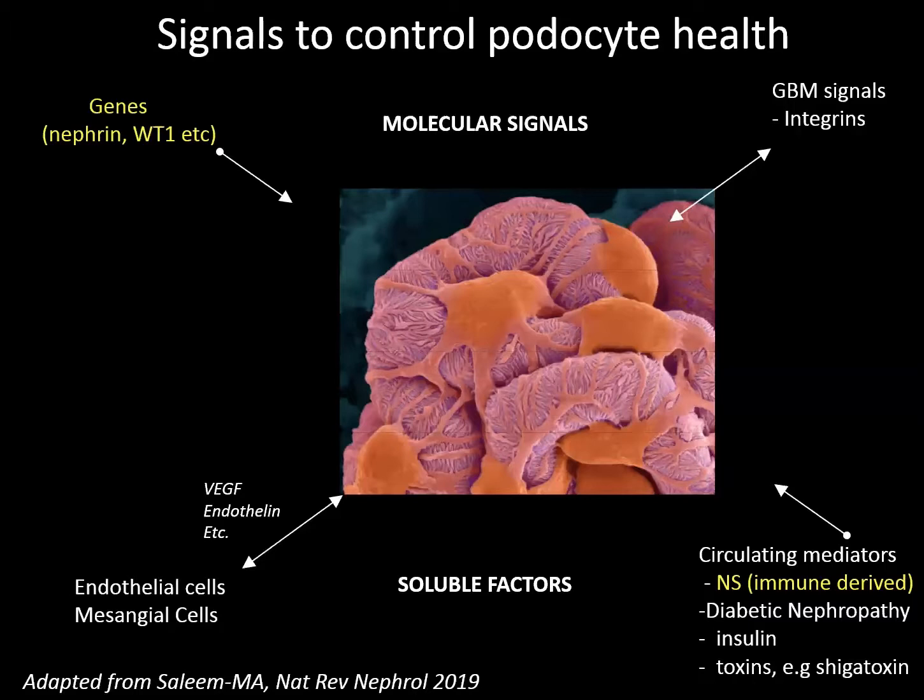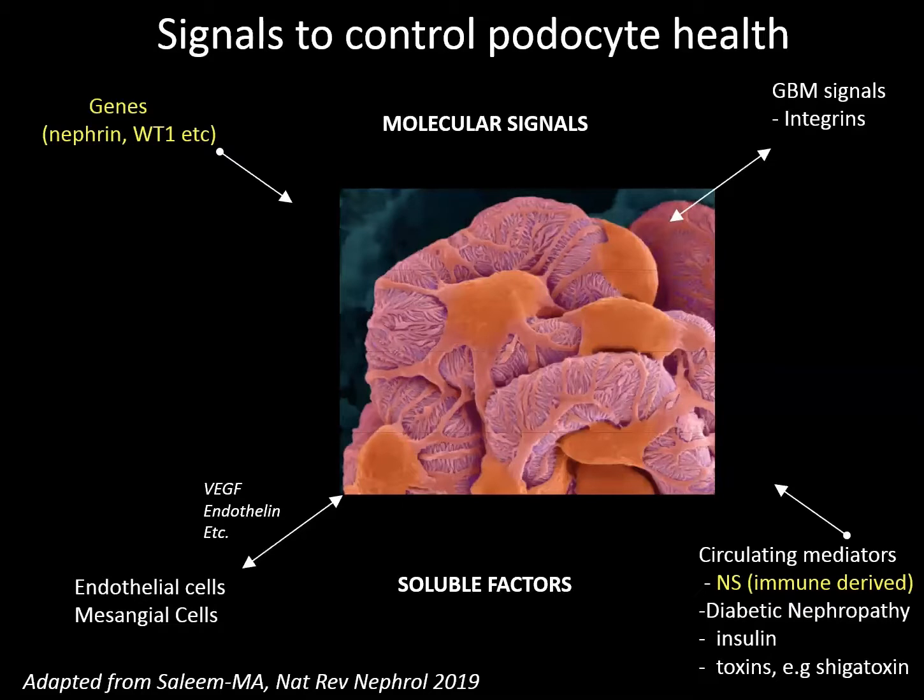And then signals from the basement membrane, direct signals largely through integrins, these proteins that link the cell to the basement membrane. And then soluble factors are very interesting in terms of disease also. You can have paracrine factors from the local cells, the endothelial cells and the mesangial cells. We know a lot about some of those signaling factors like VEGF and endothelin, but also circulating mediators, things that are circulating in the plasma systemically.